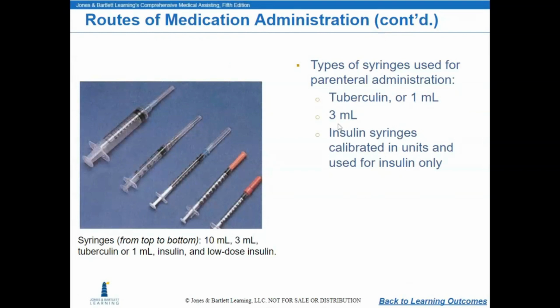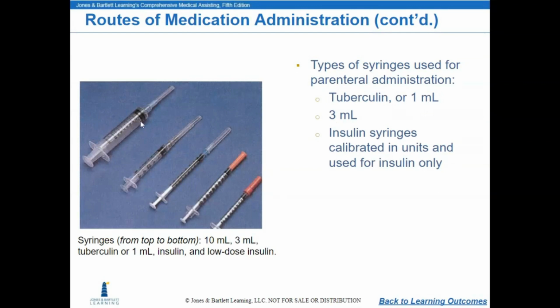Now, you might hear me say 3 cc or 3 ml. 3 cubic centimeters, it's the same thing. Okay, so remember I wrote it on the board the other day. cc and ml, they're equivalent. So if your physician says I need 1 cc of a medication, they're talking about 1 ml. So it's the same thing.